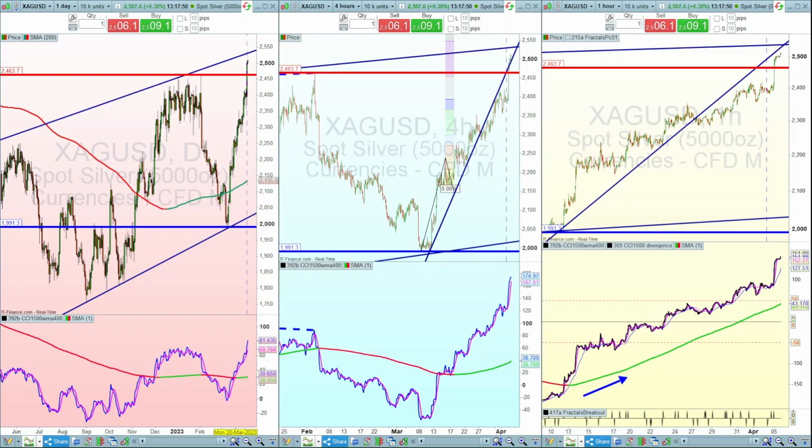Today's April 5th, 2023. This is the spot silver price update. You can see here on the other three timelines, the daily, the 4 hourly and the hourly, we're all in an upswing, which means we take only long trades, no short trades. So let's drill on each of these.